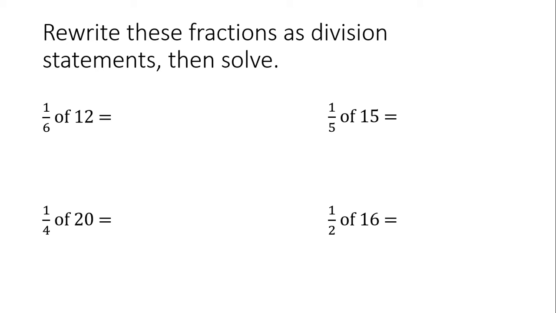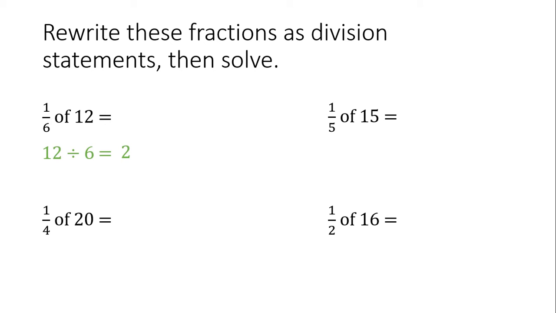Okay, let's check your answers. Starting in the top left, it says 1/6 of 12. So the denominator is what's telling us to divide. We divide by the denominator, so that's 12 divided by the denominator, which is 12 divided by 6. And we could divide 12 by 6 easily because we know that 6 times 2 is 12, so 12 divided by 6 is 2.